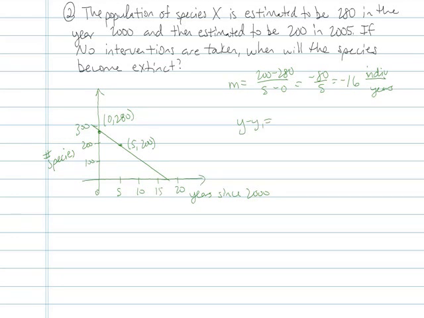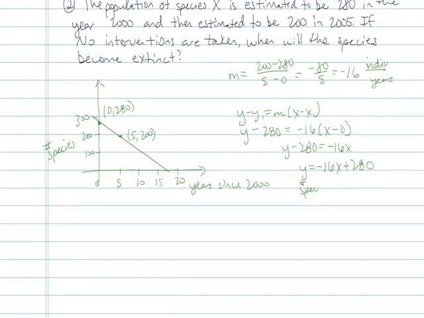Now we can use the point-slope form of the equation to find out our prediction. Y minus a y value, you can use either one. I'm going to use 0, 280 because I always think 0 is a little bit easier to work with. X minus my x value, simplifying. Y minus 280 is equal to negative 16x, and then minus 0. Then to get y all by itself, I would add 280 to both sides. Okay, so let's talk about what that means. Y represents number of species. It's equal to negative 16 times number of years since 2000, and then plus 280, because that's where the population was at the start of my study.